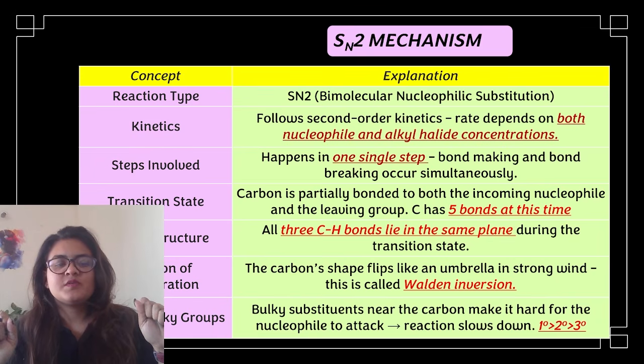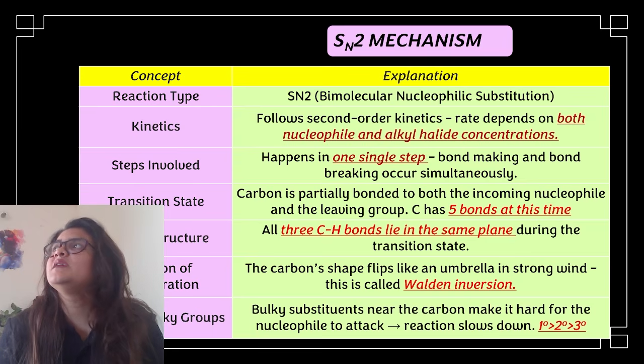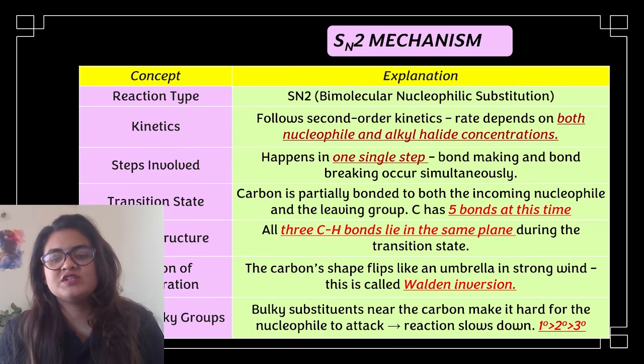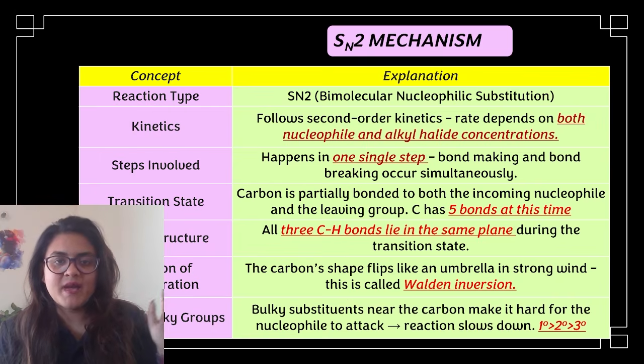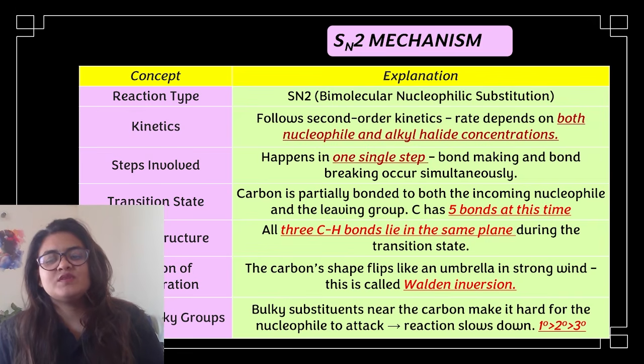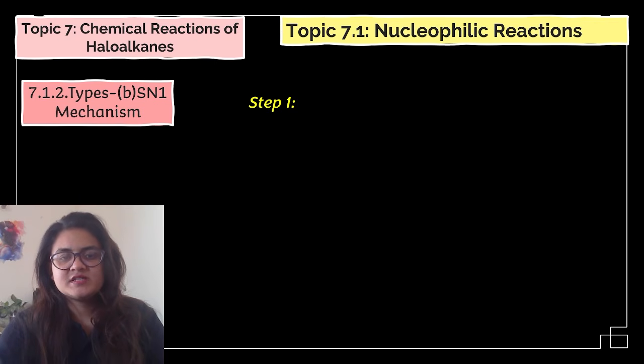Effect of bulky groups: backside attack is very important for the SN2 reaction. If you have a bulky group attached to the carbon, the backside will be hindered, right? So it will slow down the rate of the SN2 reaction. You can say that if the carbon is 1 degree, then the rate is maximum, followed by 2 degree, then 3 degree. Yeah, let's proceed.